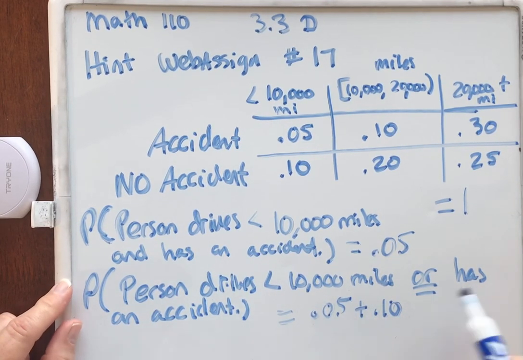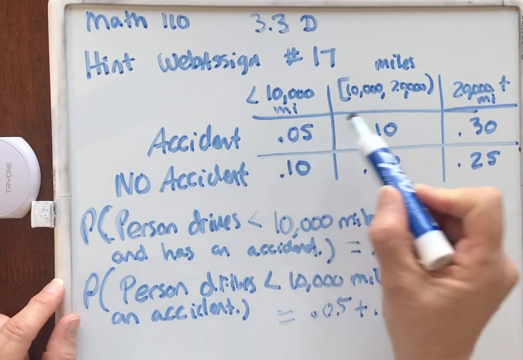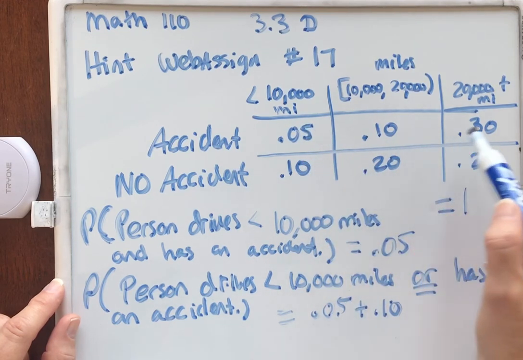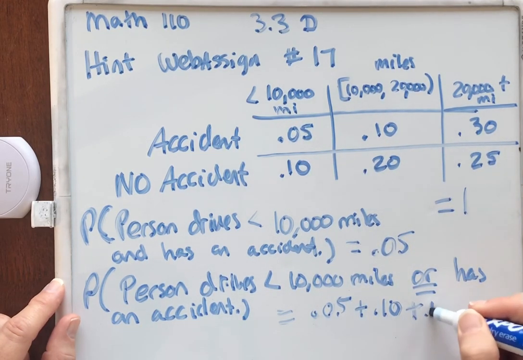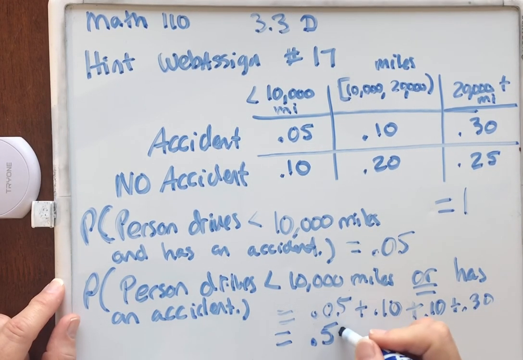Okay, or has an accident. Has an accident is these three, 1, 2, 3. We already included the 0.05, so now we're going to include the 0.10 and the 0.30. And we add that up, and that's 0.55.